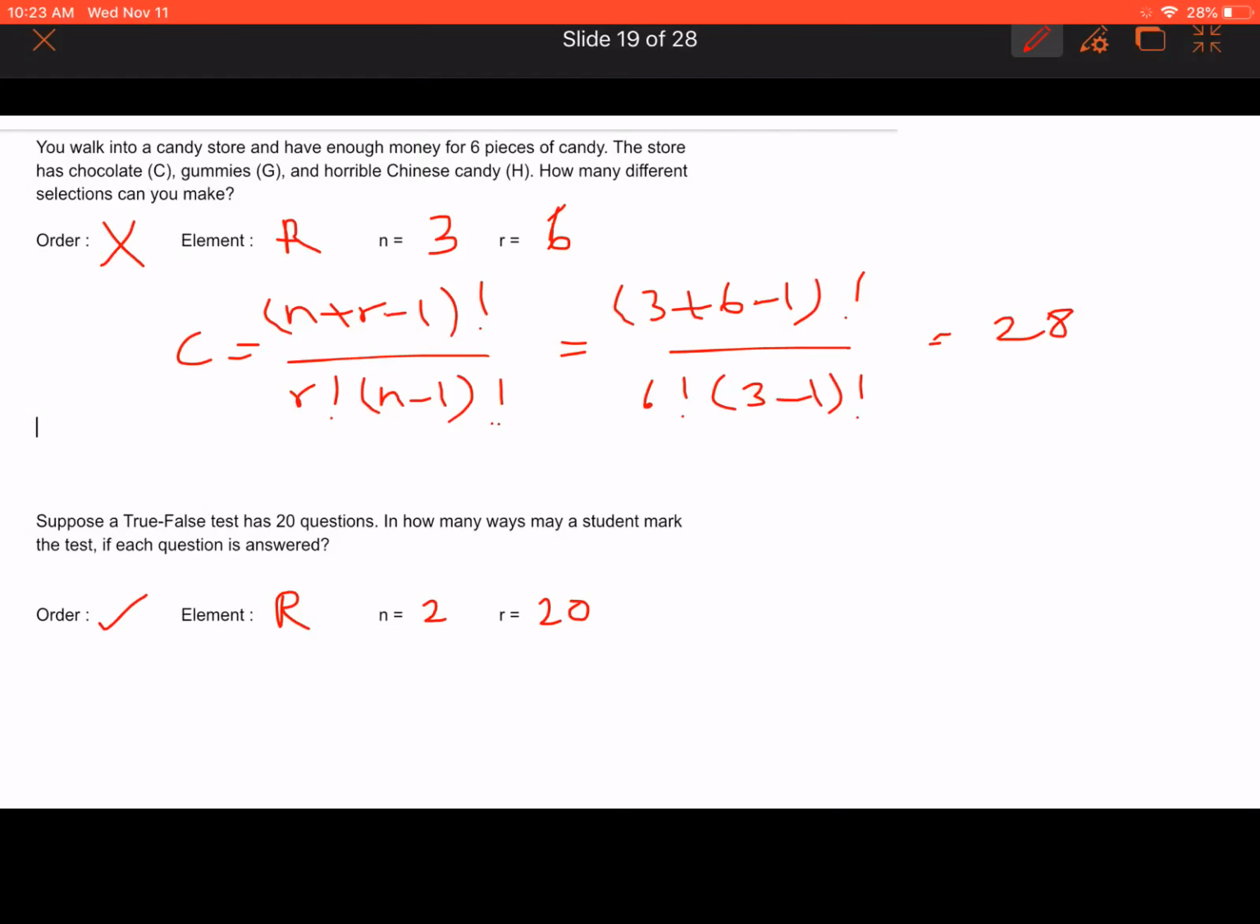So we know the formula for finding the permutation with repetitive elements is n power r, which is equal to 2 power 20, and the answer is this many outcomes. Okay, we'll move on to the next problem.